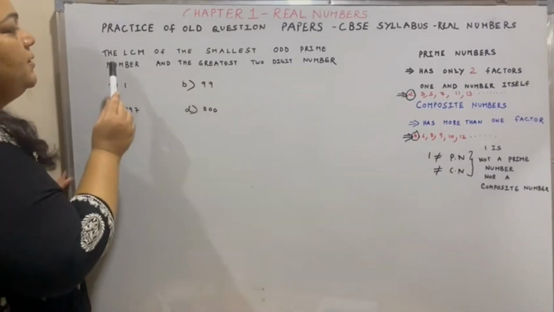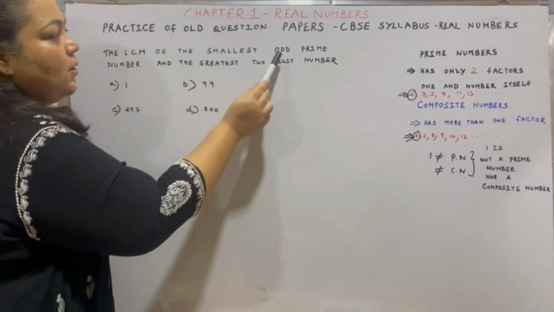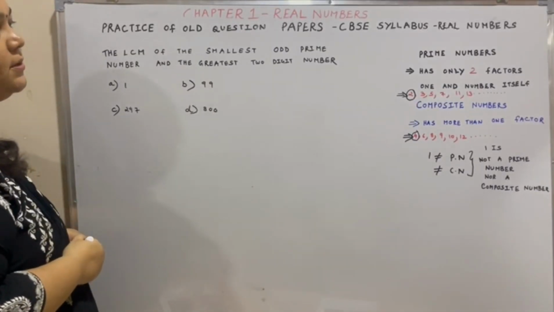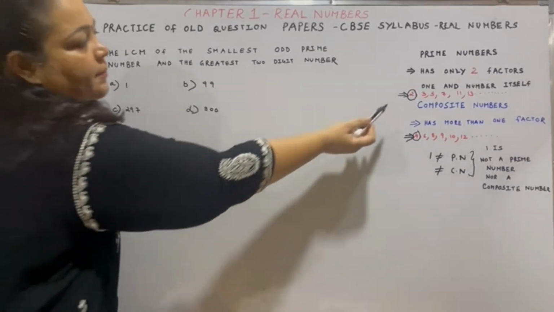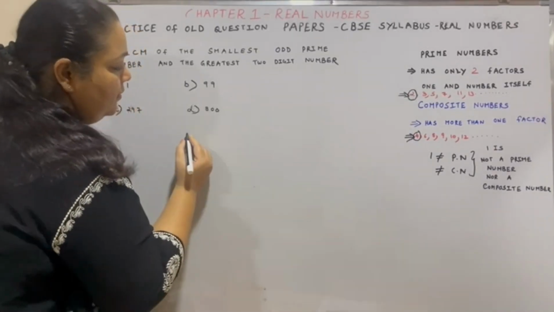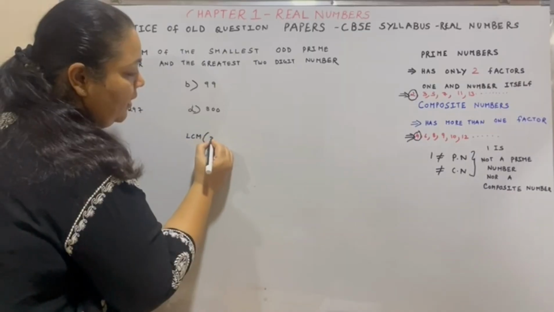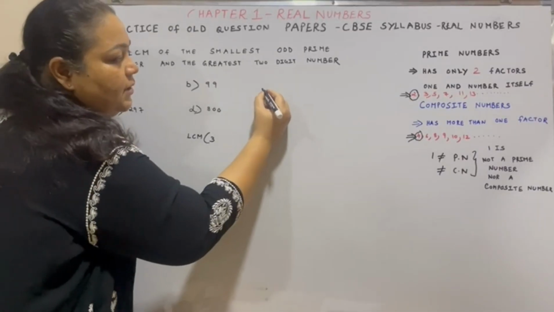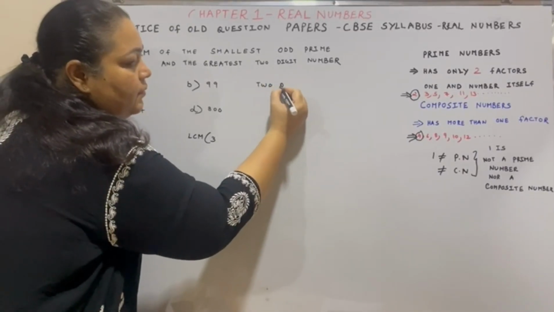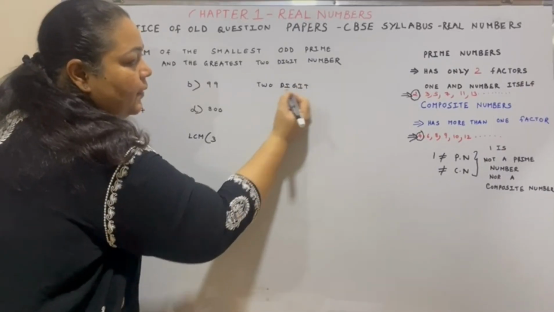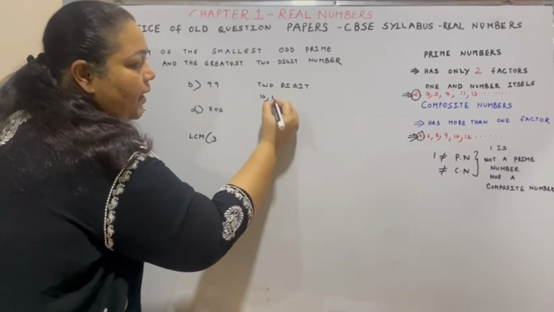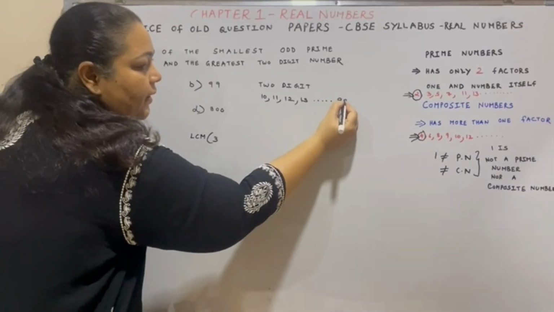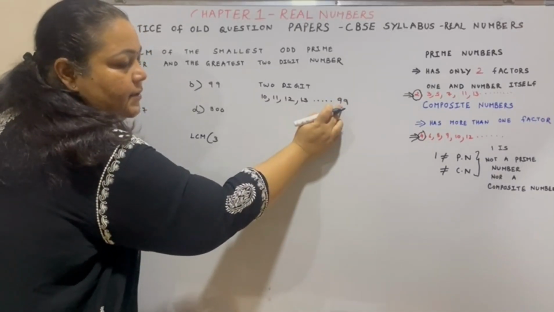Okay, the next question is: find the LCM of the smallest odd prime number and the greatest 2-digit number. So what is the smallest odd prime number? The smallest odd prime number is 3. So we want the LCM of 3 and the greatest 2-digit number. What is the greatest 2-digit number? 2-digit numbers start from 10, 11, 12, 13, and the greatest is 99.